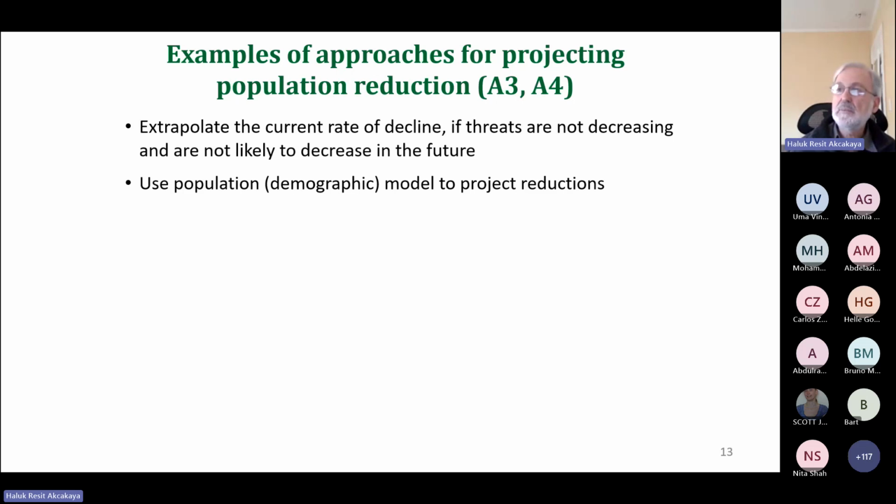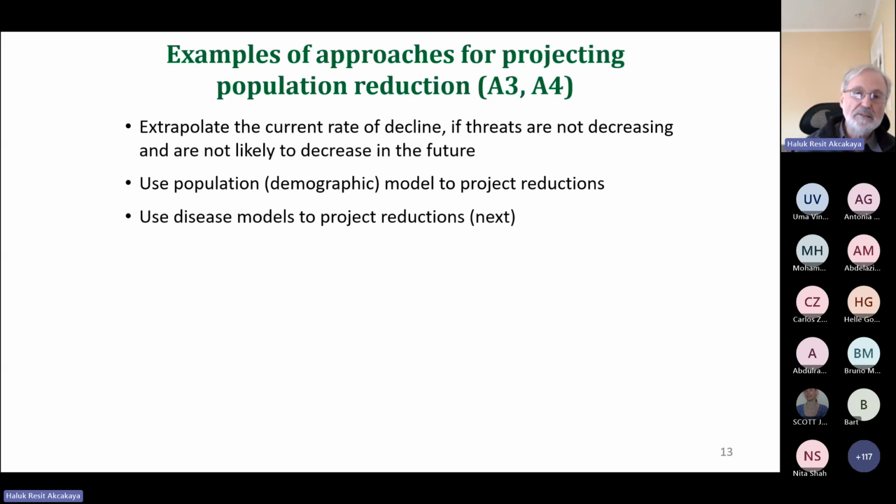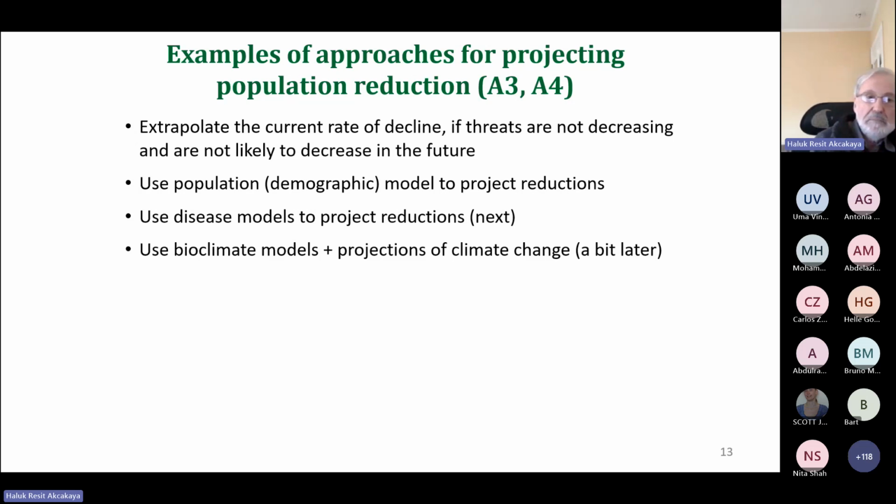Another way is to use demographic models to project reductions, and there are extensive guidelines about how to develop demographic models that are acceptable for red list assessments. Another way is to use disease models to project reductions of the species that are impacted by the disease, and I'll mention this in the next slide. There are also bioclimate models that can be used to project species decline based on projections of climate change, and I will talk about these a bit later.